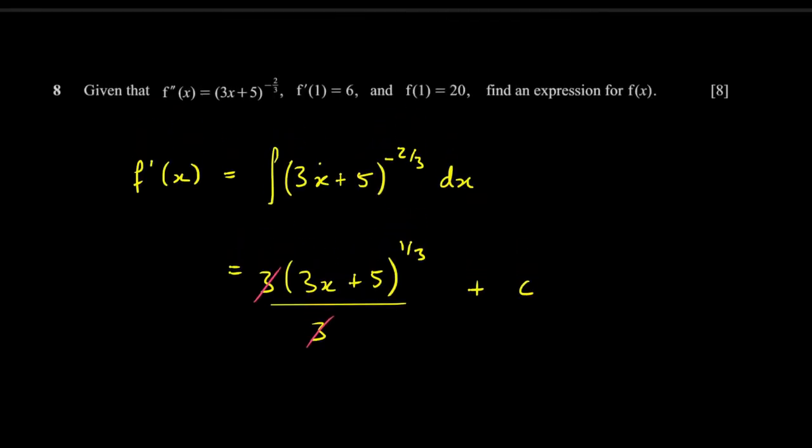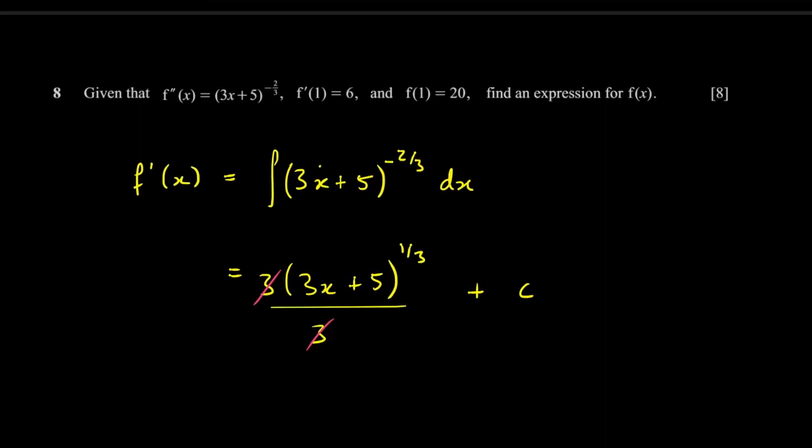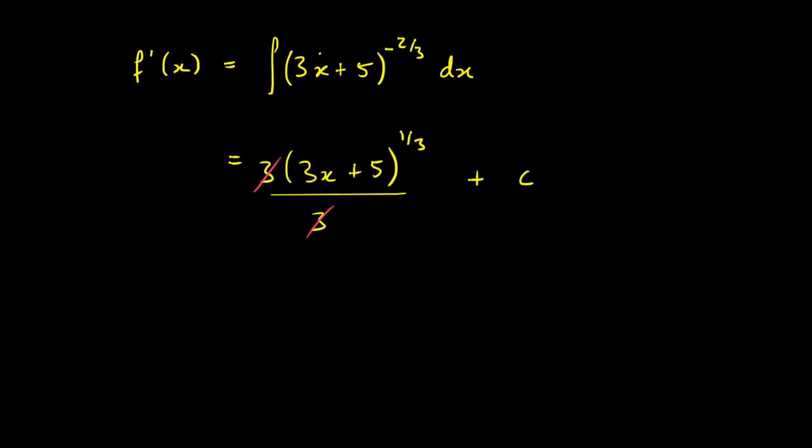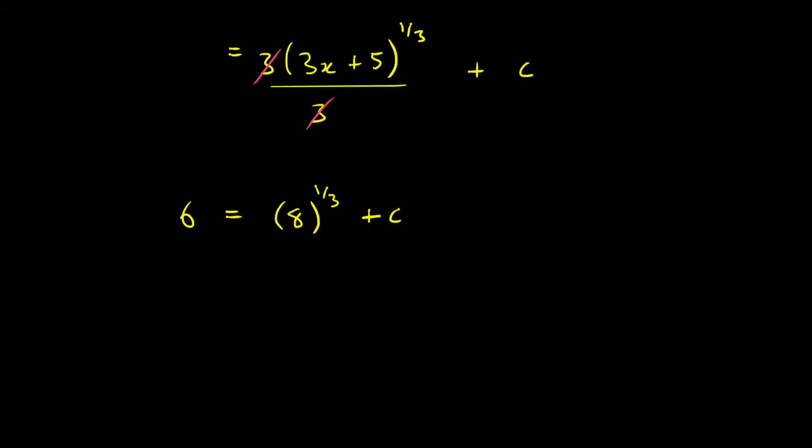Now, what are we told? We are told that f prime of 1 is equal to 6. So what I've got to do is substitute 1 into this function, and it will be equal to 6. So 6 will be equal to 3 times 1, which is 3, plus 5, which is 8. So 8 to the power of a third, plus c. And 8 to the power of a third is 2. So 6 is equal to 2 plus c. So c is equal to 4.